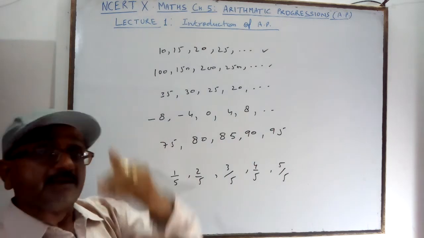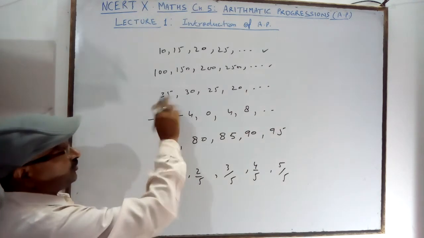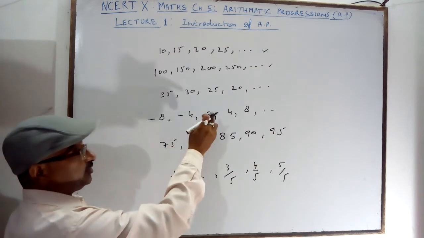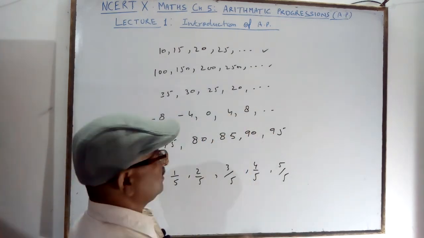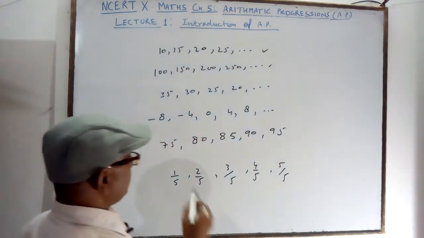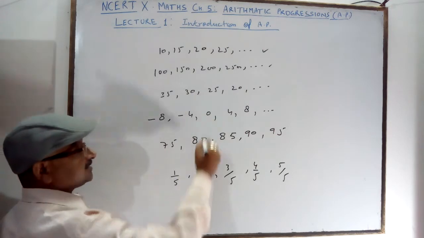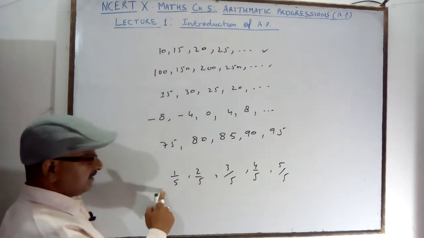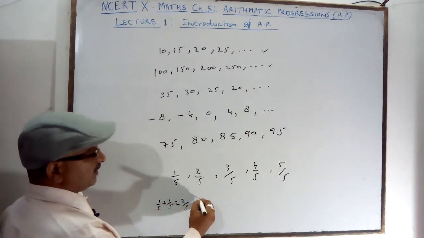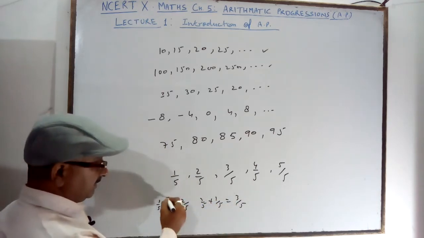What are you adding? It can be any number: an integer, a rational number. The opposite sign is also possible. Minus 8 plus 4, minus 4 plus 4, 0 plus 4, 4 plus 4, 8 plus 4, and so on. The three dots indicate infinite numbers. Here 75 plus 5, 80 plus 5, so 5 is being added. So these sets are called AP. What is added here? 1/5 plus 1/5 is equal to 2/5. 2/5 plus 1/5 is equal to 3/5. Like this, 1/5 is added each time.